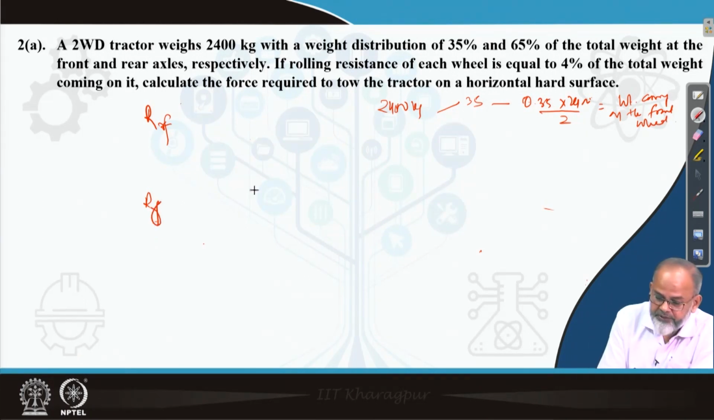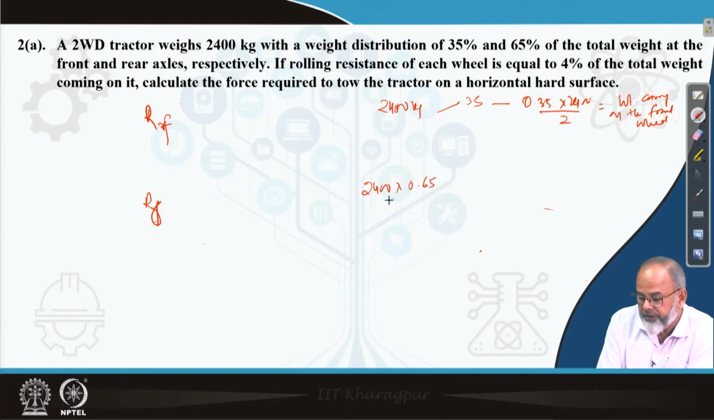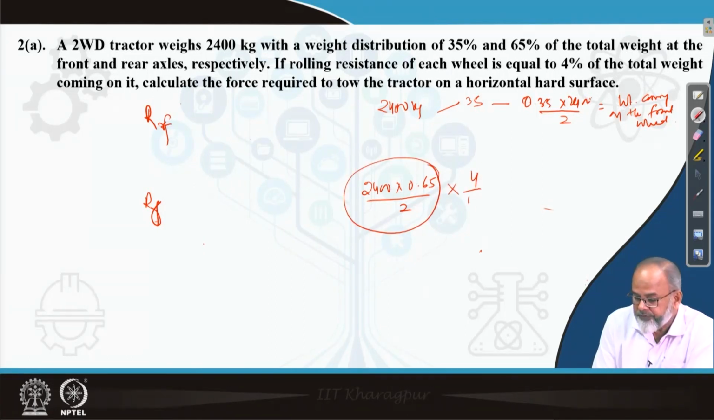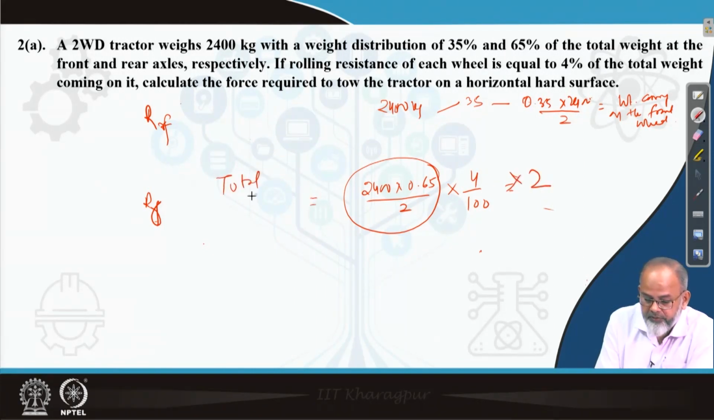Similarly, weight coming on each of the rear wheels will be equal to 2400 into 0.65 by 2. Now, coefficient of rolling resistance is equal to 4% of the total weight. So, whatever value you are getting here, multiplied with 4 by 100, that will give you rolling resistance of each of the wheels of the rear axle. Then you multiply with 2, so that will give you total rolling resistance for the rear axle.